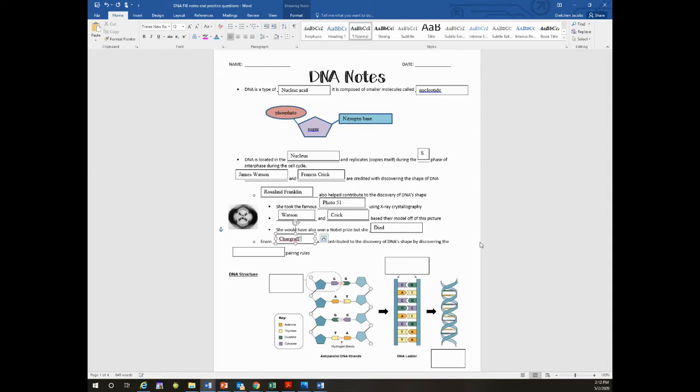Sorry, there you go. He contributed to the discovery of DNA shape by discovering the base pairing rule. He analyzed the content of DNA and found that the percentage of adenine was always the same as the percentage of thymine. So he figured that they must bond together, and that the percentage of cytosine was always the same as the percentage of guanine. And so he was the one who taught us how the bases pair by analyzing the content. Putting all those pieces together, they were able to determine the structure of DNA.